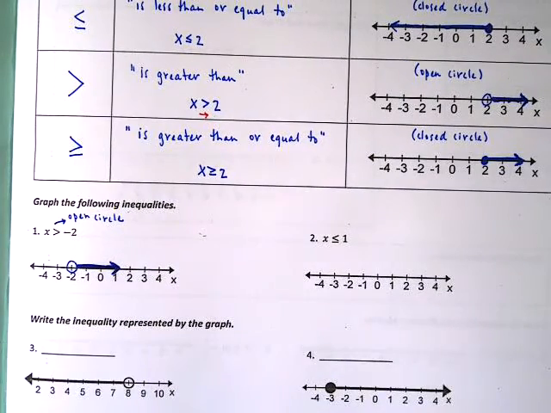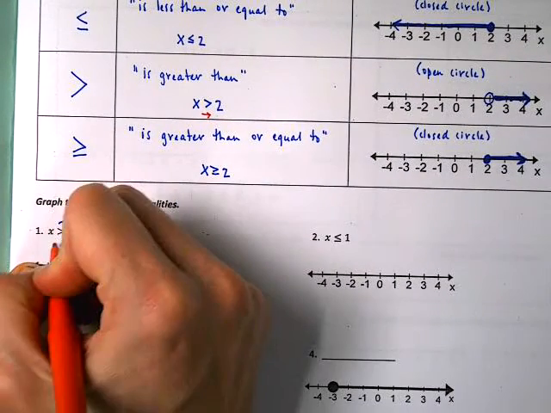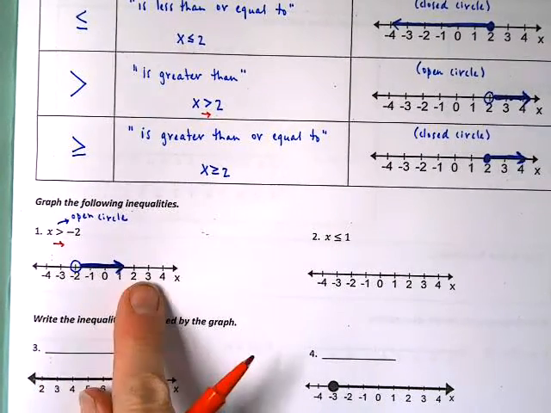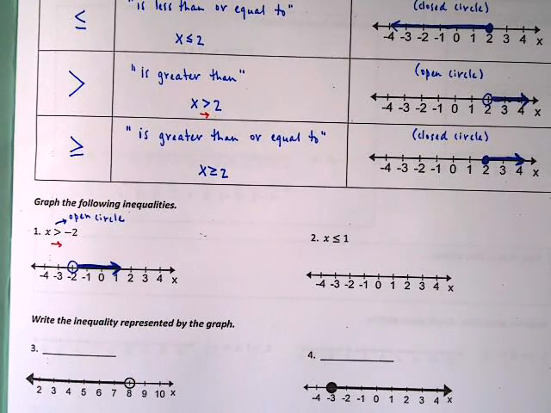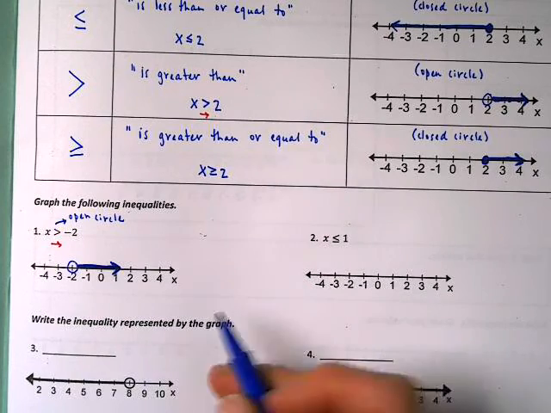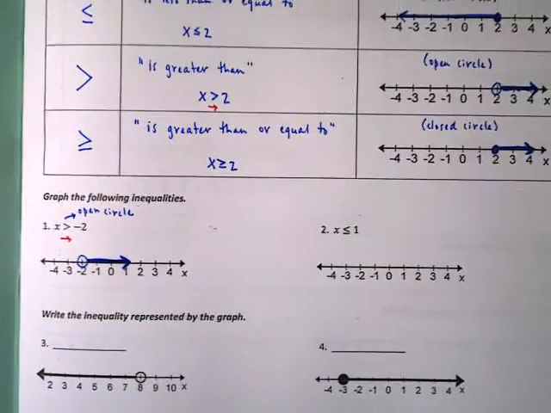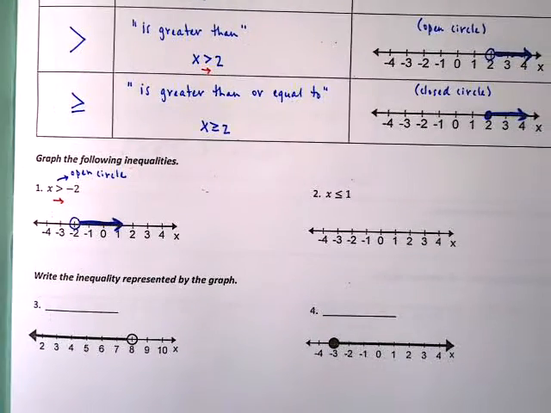Now we could have also used our trick since the variable is first. Our symbol is showing us to shade to the right, and that's what we did. Now, on the other hand, we might be given a graph and asked to write the inequality. So that's what's going on in number 3.